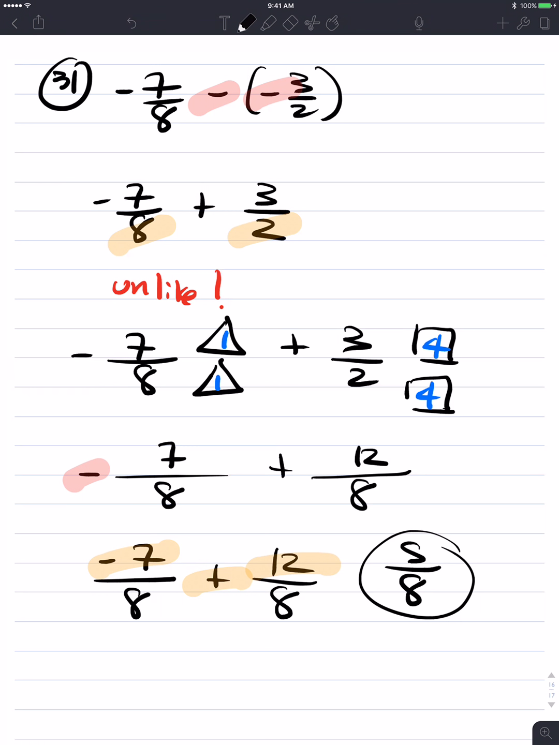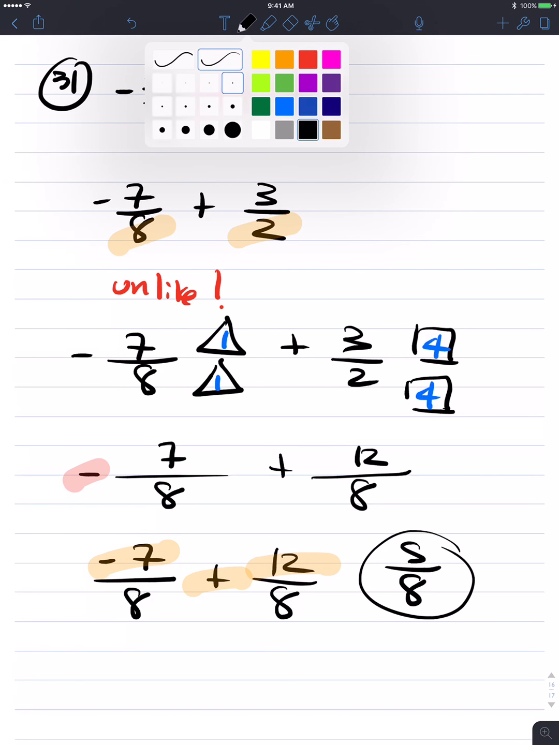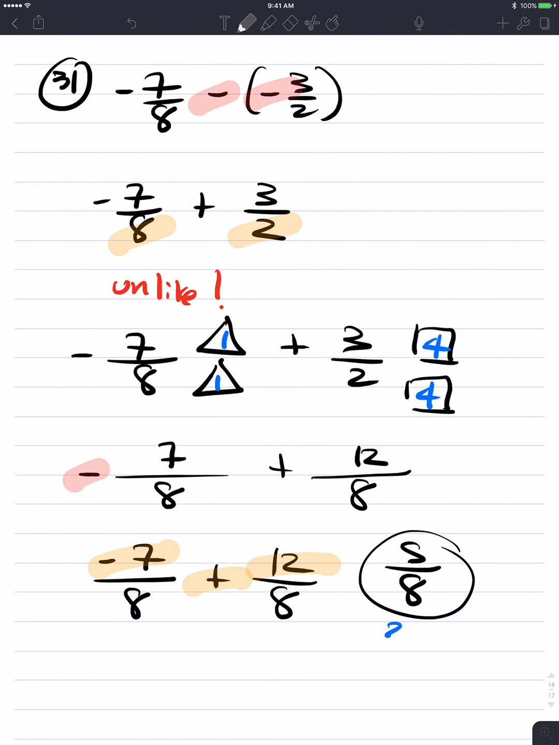5 over 8. Notice, 5 is prime in the numerator. The denominator has an 8. 8's not prime. We can write 8 as 2 times 2 times 2 as a product of its prime factors. Notice that 5 doesn't cancel with any of the 2's. You're done.